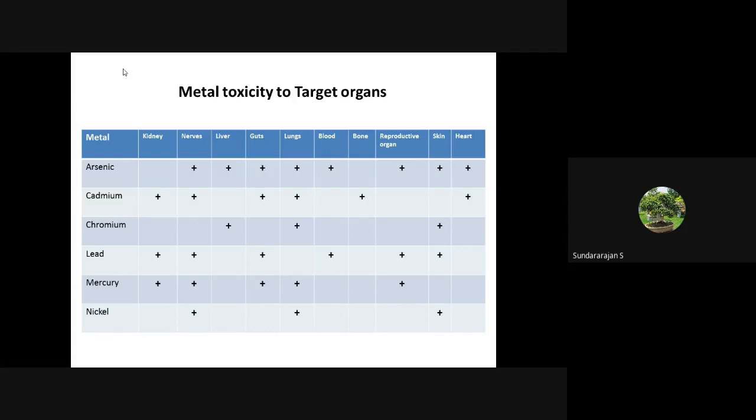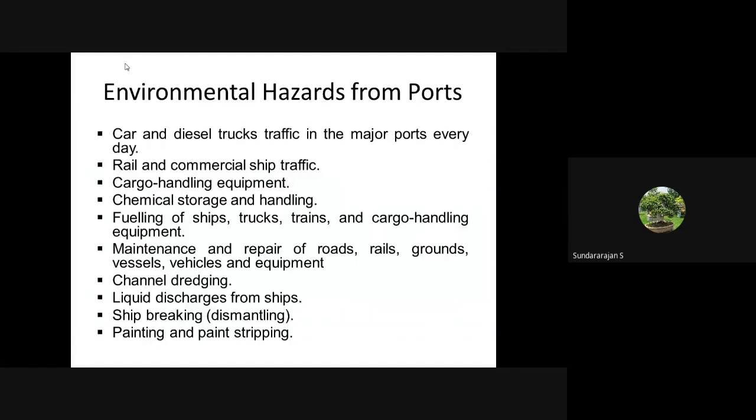So these are the things you see, arsenic. Through biomagnification, the target organ is in human beings only, as I have mentioned here: nervous system, liver, of course. Then cadmium. That's why the US EPA declared that these are the highly toxic metals in the picture.